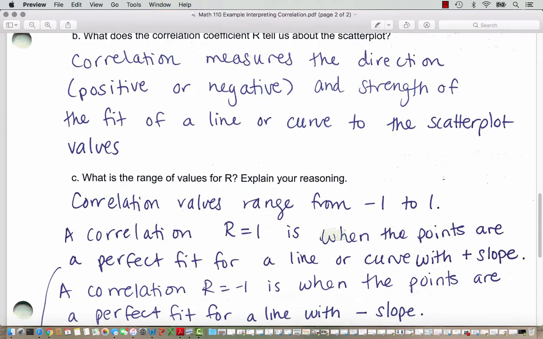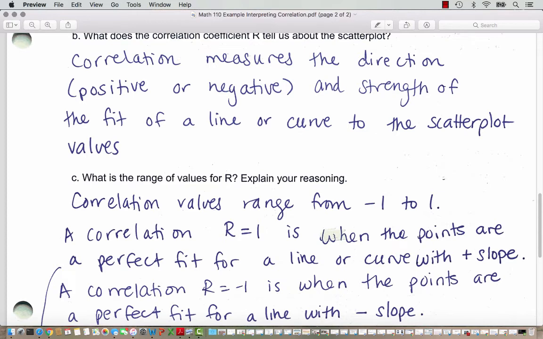So now, based on what we've seen, we want to interpret what the correlation coefficient R tells us about the scatter plot. Correlation measures the direction, and it can be positive or negative, and the strength of the fit of a line or curve to the scatter plot values.